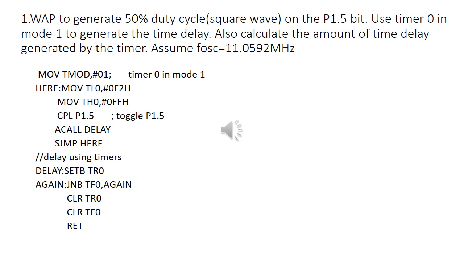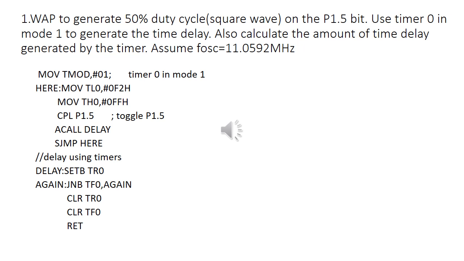After that, I am going to complement P1.5, because I need to generate the square wave on P1.5. If P1.5 was initially 0, then it will be complemented to 1. The square wave consists of the on period along with the off period. So whatever the state of P1.5, I am going to complement that bit using the CPL instruction. CPL stands for complement. Which bit am I going to complement? P1.5. After complementing that bit, it should remain in that state for some interval of time.